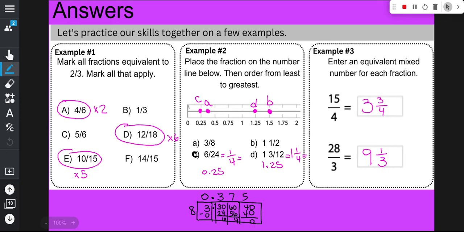Entering equivalent mixed numbers for each fraction. How many 4s go into 15? It's 3, with 3 left over out of 4, so 3 3/4. How many 3s go into 28? It's 9, with 1 out of 3 left over, so 9 and 1/3.